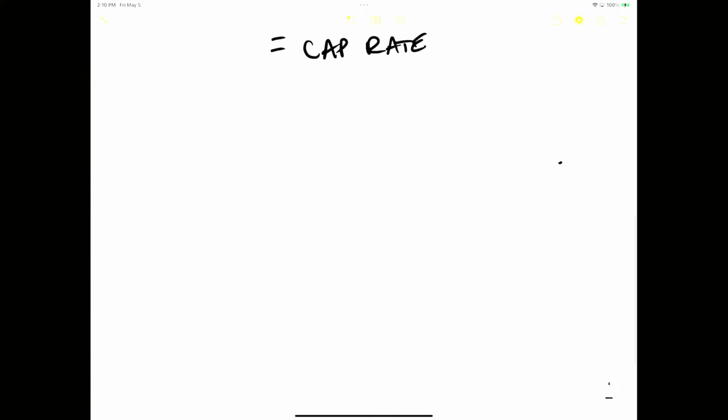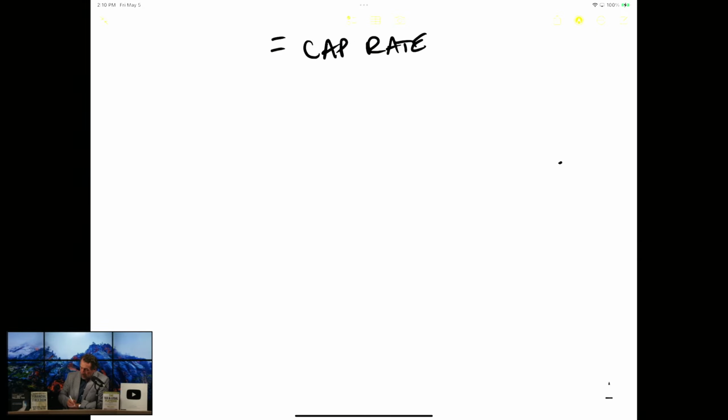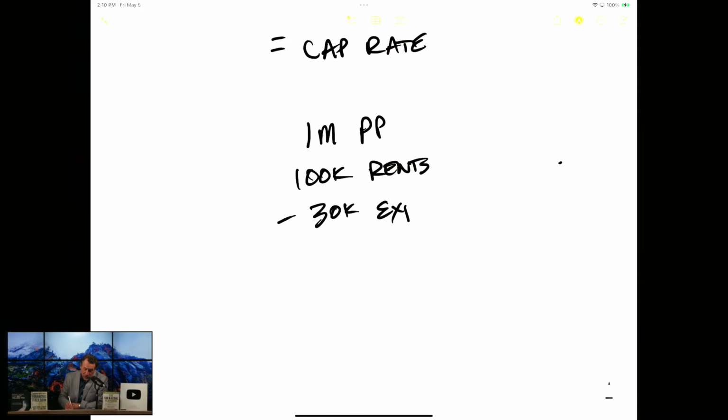And let's do an example here. So let's say we go, whiteboard, we go with a $1 million purchase price. And let's say that there is $100,000 a year in rents. And you might have an adjustment for reserves, but this is your gross rents. What is my rent coming in? Minus $30,000 in expenses. These are direct expenses. And I have $70,000 of net income.